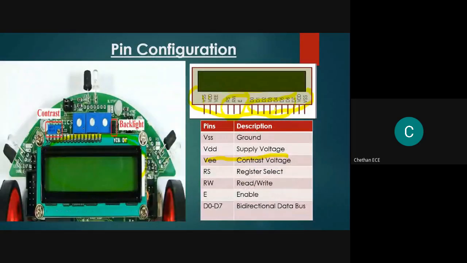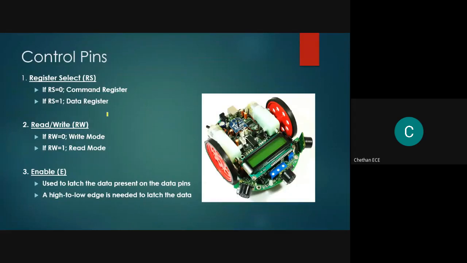You can observe that for all the 16 pins, we can predict some operations just based on their names, except the control pins. VDD, VSS, we can say 0 volts, 5 volts, and we can vary the contrast using a potentiometer. D0 to D7, we can send the data. But the most important thing you have to understand here is the operation of the control pins, because this is significant in LCD. Then which are the control pins we are using in an LCD? The first control pin is register select.